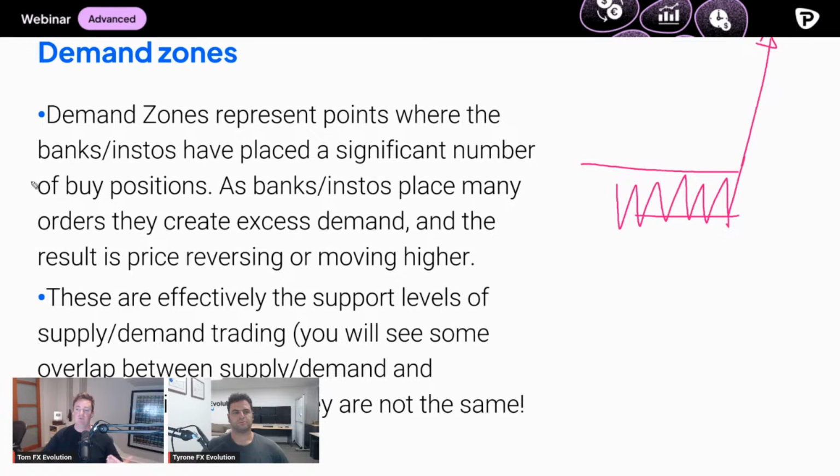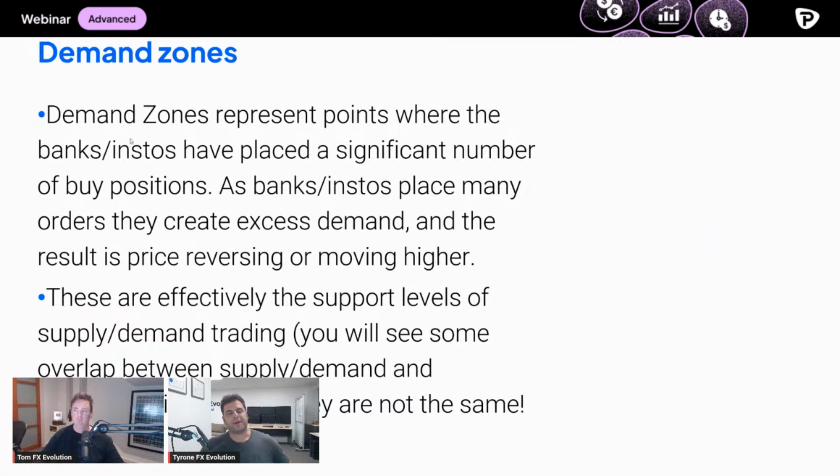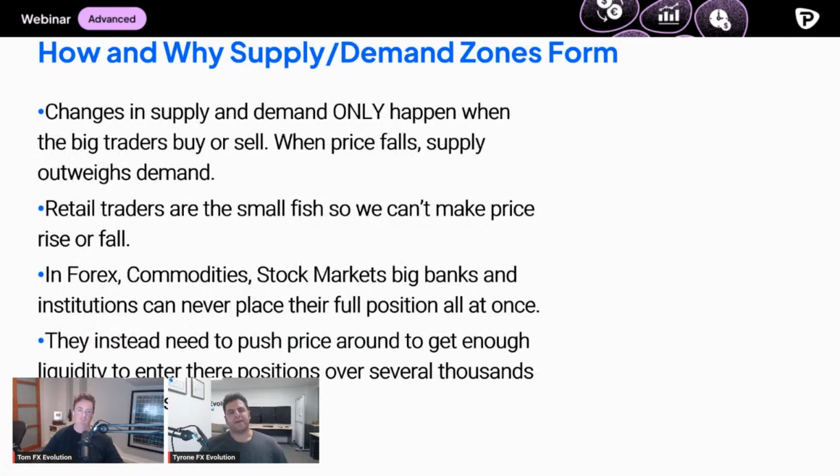So these are effectively what we call the support of the supply and demand world, and you sometimes will see them overlap. Now, when you see support and resistance overlap with supply and demand, it further strengthens the concept that level is very strong. And that's, again, building confluence of two separate techniques together, isn't it, Ty? It is. And I think that's probably the key word there too, Tom. When you're using two forms of evidence together, it actually does help solidify which way your trade is going to go.